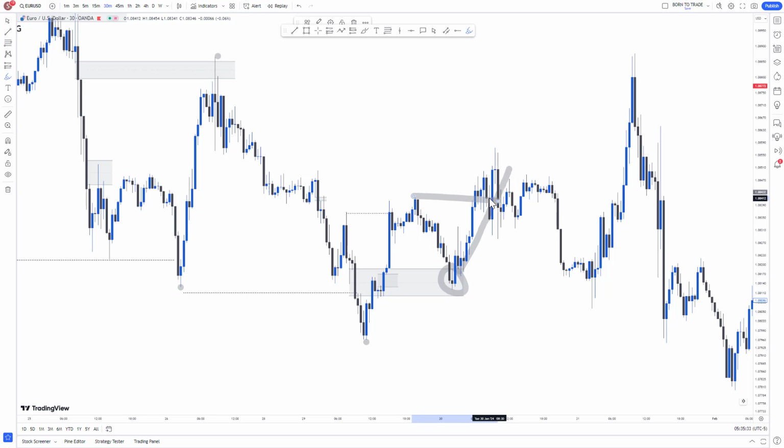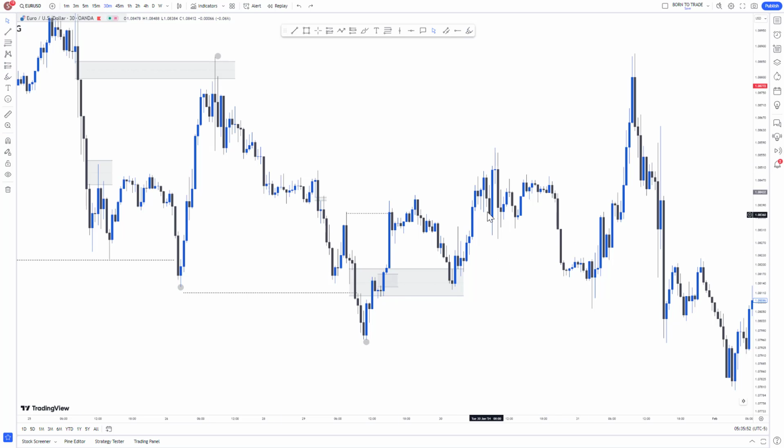But this doesn't actually mean that we've shifted in structure, right? This is just an internal structure, because this is the highest point. If you look, this is the highest point that printed this low, so we don't have a shift in structure yet. Instead, what we have is a shift of internal structure, right? I hope you understand structure perfectly.